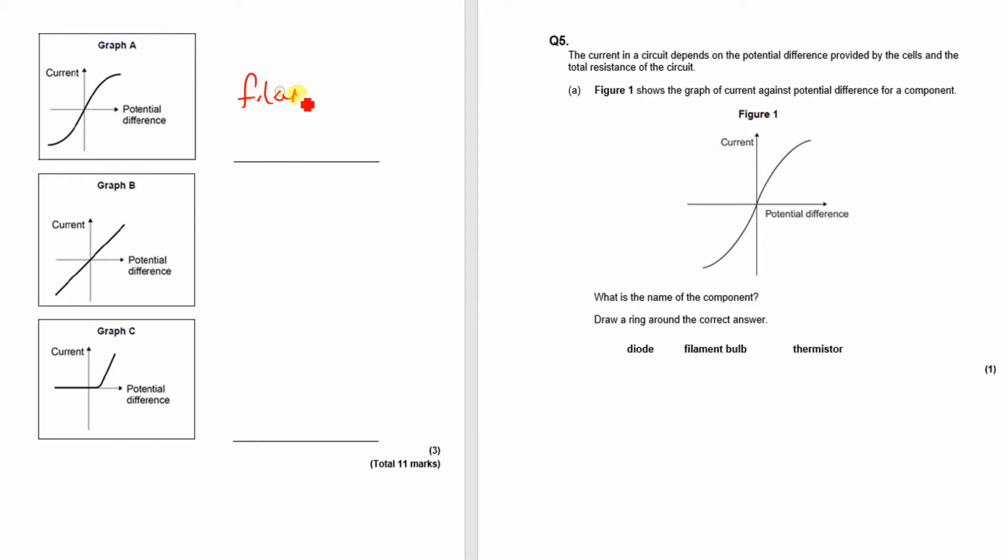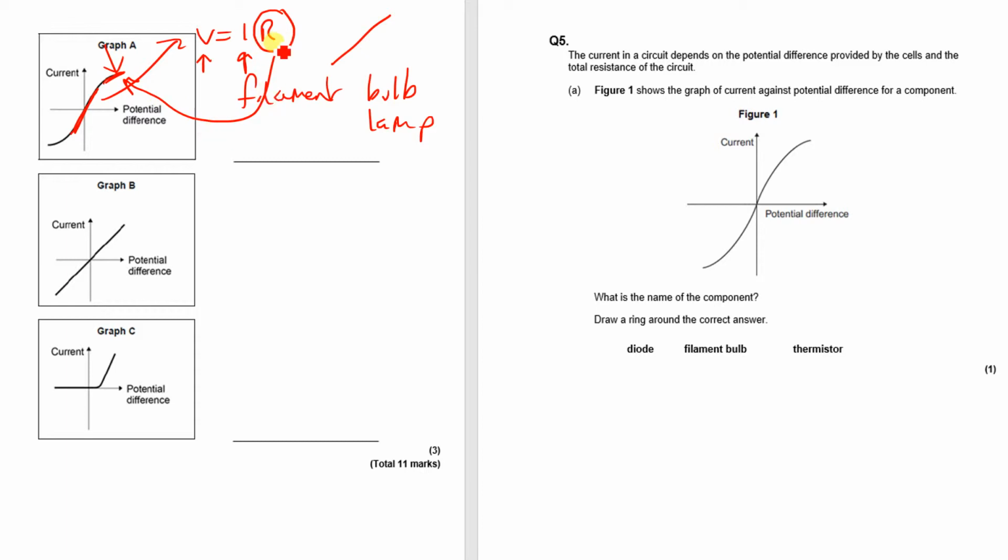This is a filament bulb or lamp. Why is it a filament bulb? Because it obeys Ohm's law for this period here. When it is flat, that means V is equal to I times R. As soon as you get a curve, that means it is no longer obeying Ohm's law, and that is because resistance is no longer constant. You get a straight line like so when you can increase voltage and current increases at a directly proportional rate. R is showing here a curve, so that means resistance isn't constant. So for a filament bulb, resistance isn't constant because when it heats up, you get a curve.